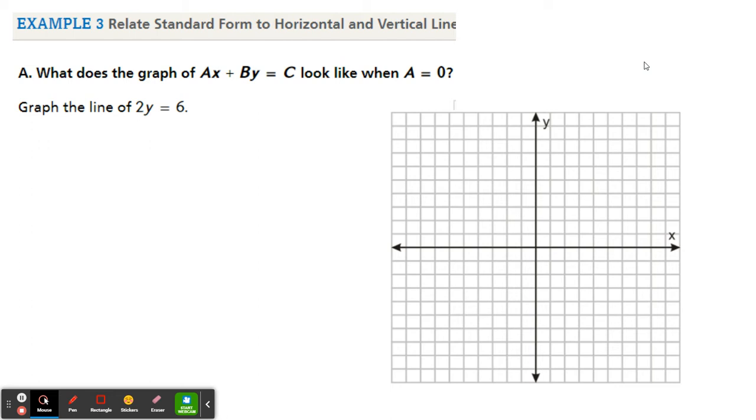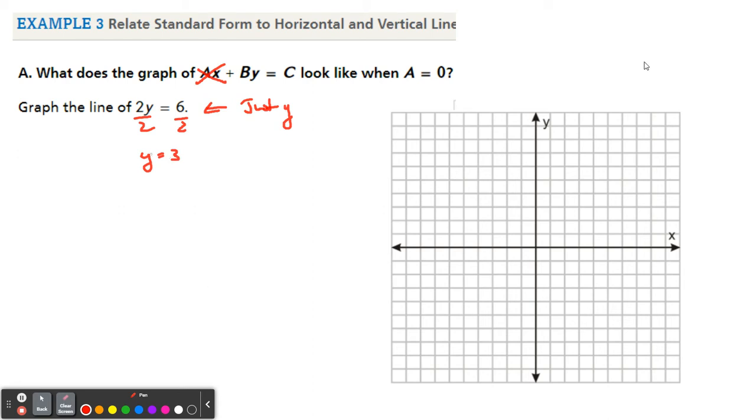It says, what does the graph of ax plus by equals c look like when a is 0? So let's graph the line 2y equals 6. Again, if a equals 0, you plug in 0 for a, this ax part goes away, and you're just looking at by equals c. So in this equation, 2y equals 6, notice that there is just y. We're going to solve this, dividing by 2: y equals 3.